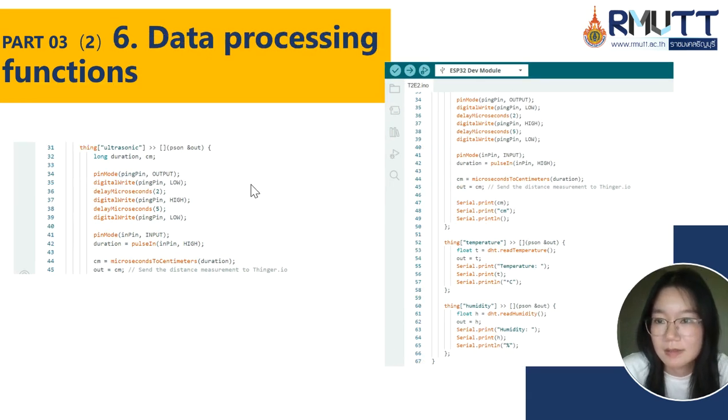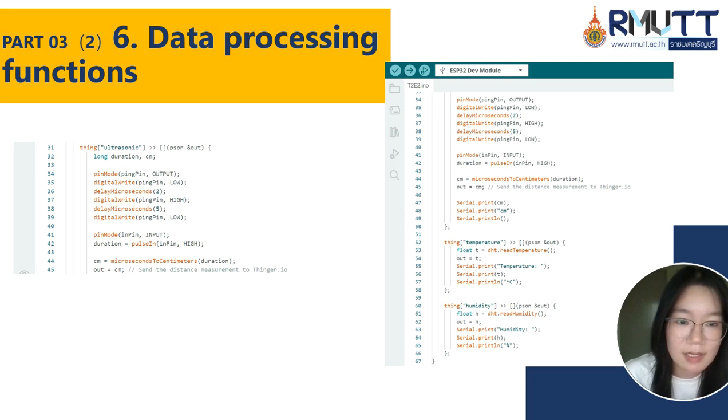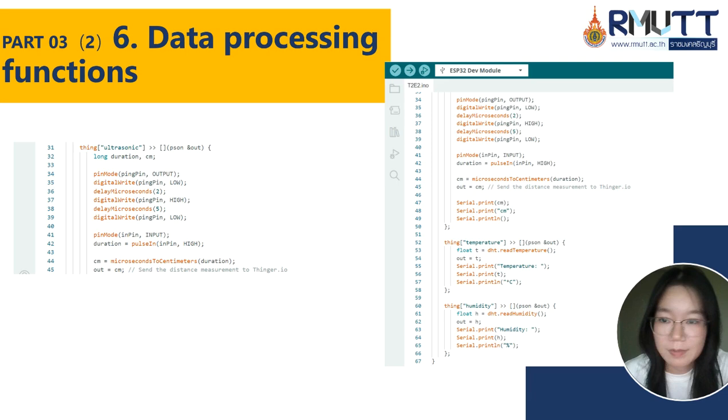This is part 6, the data processing function. This contains the specific sensor data collection and processing logic. Ultrasonic ranging uses pulse measurement, and temperature and humidity readings use the DHT library API. After processing, the data is returned to the cloud via a JSON object.